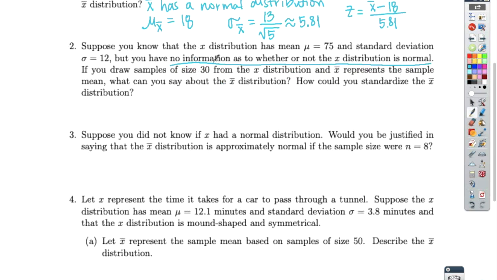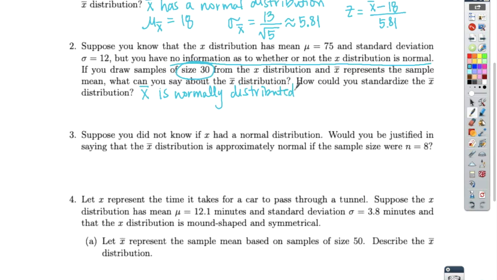Well, this is a really important phrase here. If you have no information as to whether or not the x distribution is normal, that's when you start to look at this sample size. That's when we need the greater than or equal to 30 cutoff. And we just barely made it here. Our sample size is 30, which means that our x bar distribution is normal. So x bar is normally distributed.